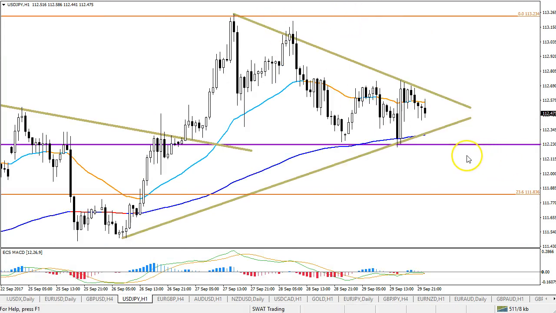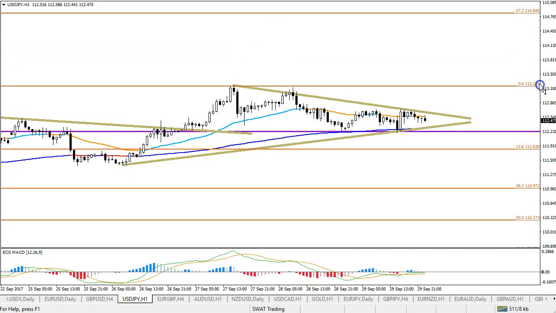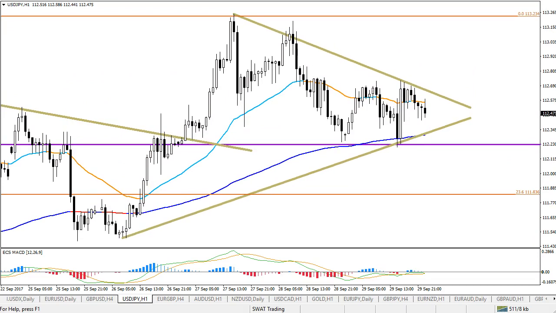On the hourly chart, though, it's looking bullish. So for the moment, a bullish break could occur, and if it does, that could be a breakout trade to the minus 272 target at, and close to, in fact, the 115 psychological round level. So that's the dollar yen.